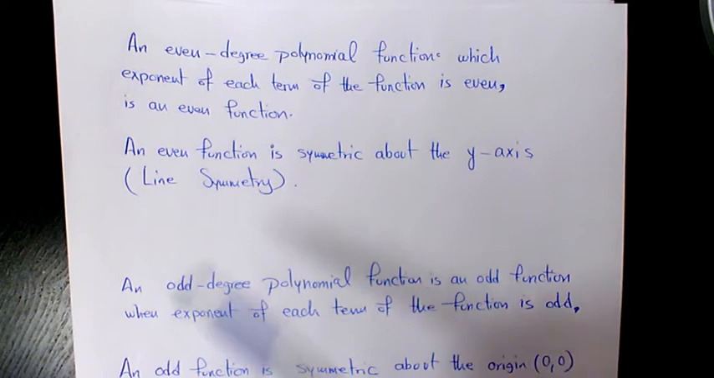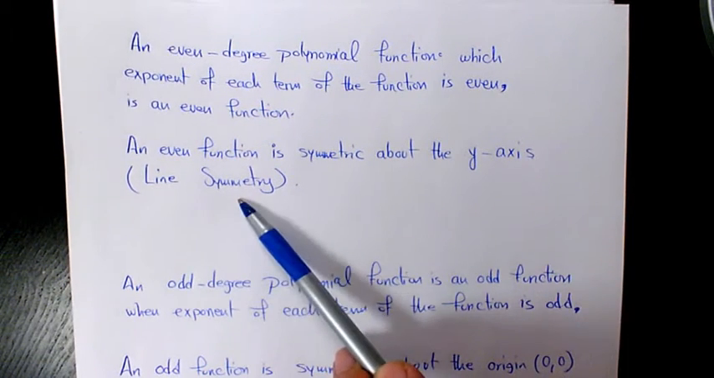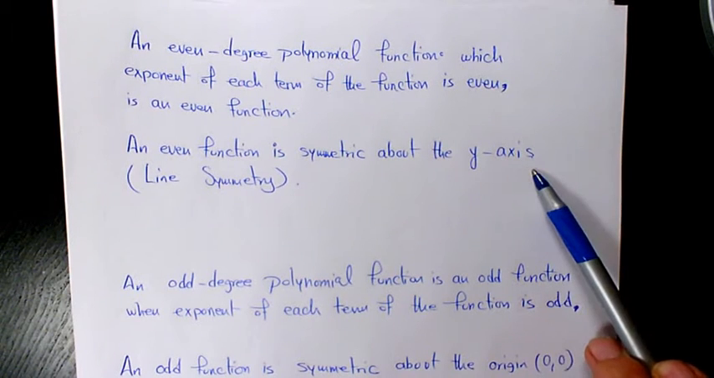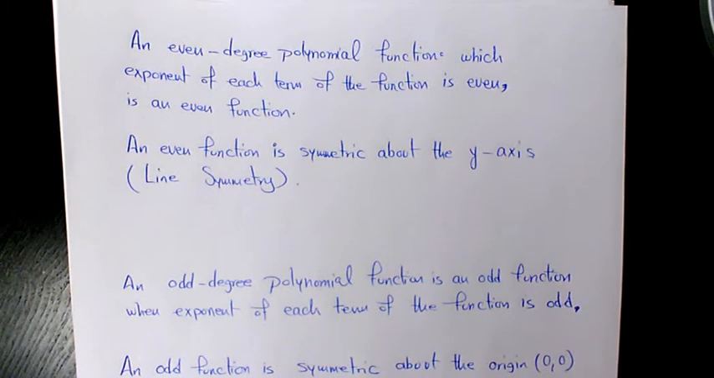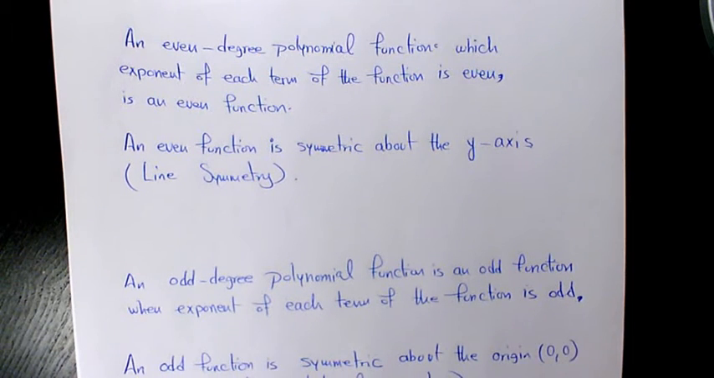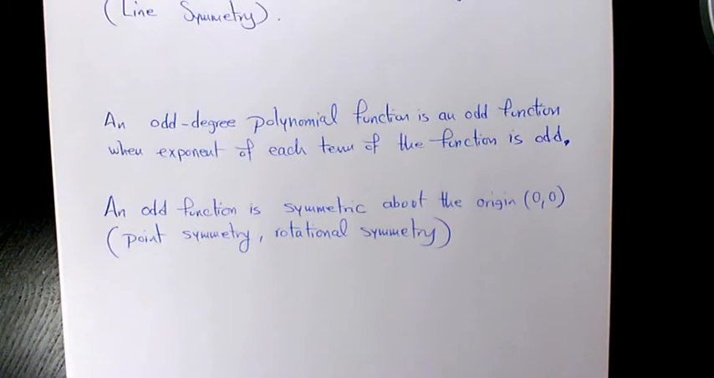So even functions are line symmetric around the y-axis, and also all terms have x to the power of an even number. On the other hand, an odd degree polynomial function is an odd function, in which the exponent of each term of the function is odd. An odd function is symmetric about the origin (0, 0), and we call it point symmetry or rotational symmetry.